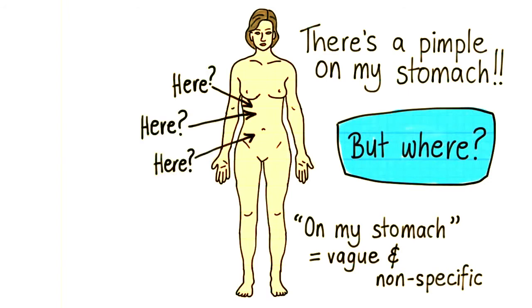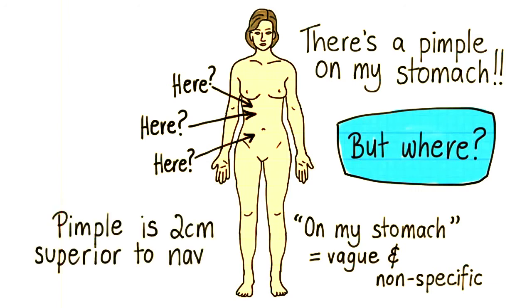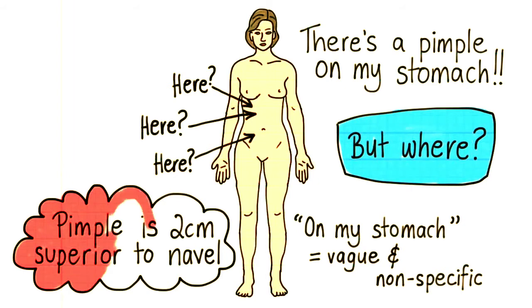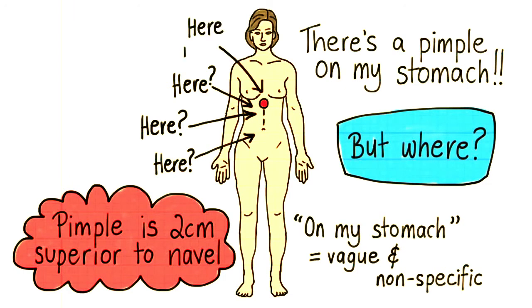But if we use correct anatomical terminology, it's possible to precisely identify the location of her pimple or any other body feature so that anyone can precisely locate it. For example, if we're told that her pimple is 2 centimeters superior to her navel or belly button, then its location becomes obvious to everybody, which is probably not what this female wants.